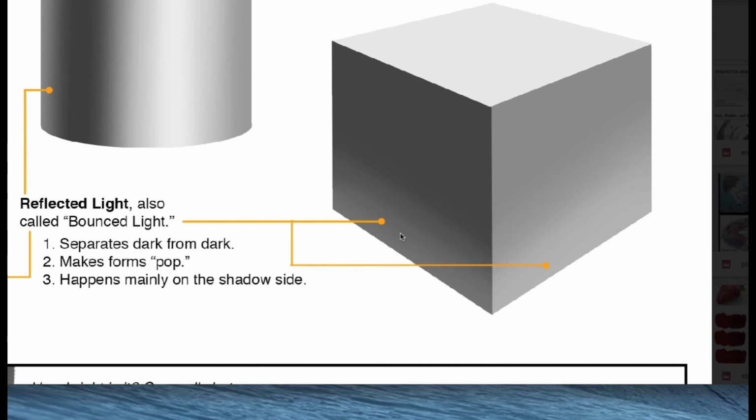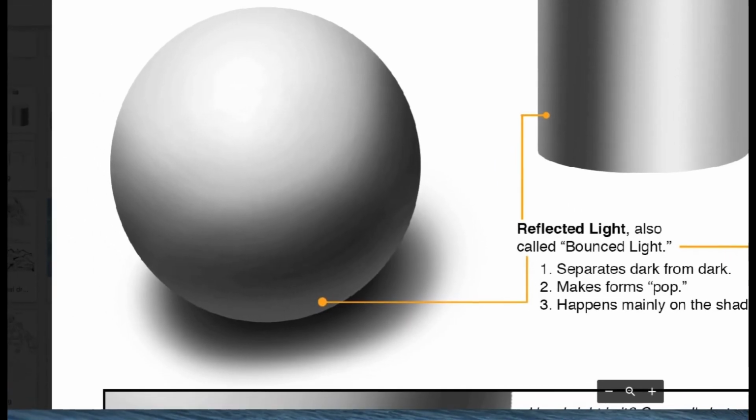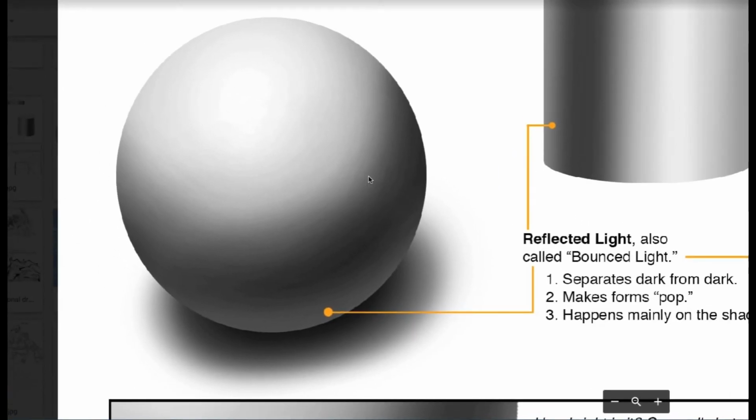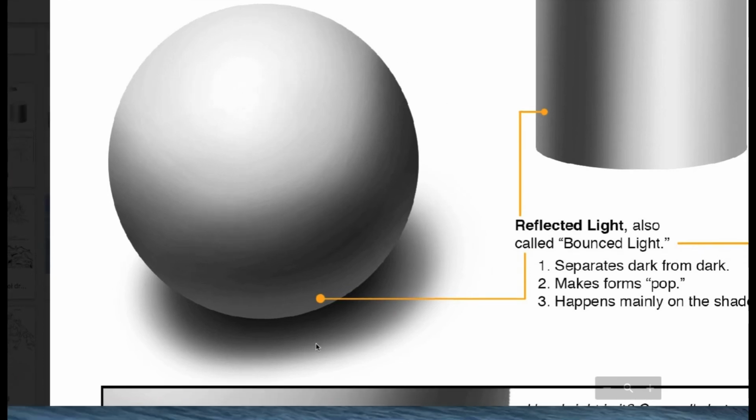It also makes forms pop, and it happens mostly on the shadow side of forms. So on a cube, you would get a little bit of bounce down here on the 3 side, and maybe just a hint of it on the 2 as well. So on a sphere, remember you got your 1, 2, 3. Well, your bounce is going to happen again on the shadow side between the core shadow and the cast shadow. How big is it? Well, we'll get into that in a minute.